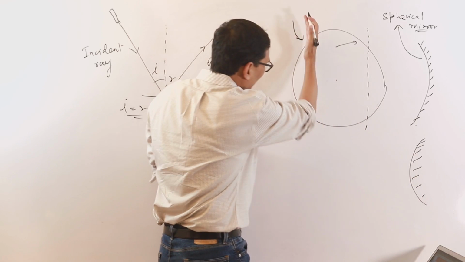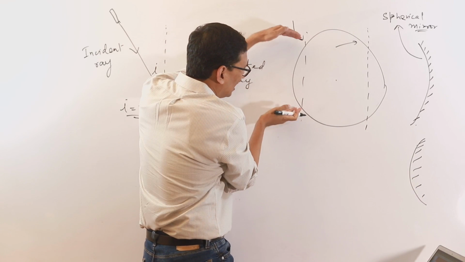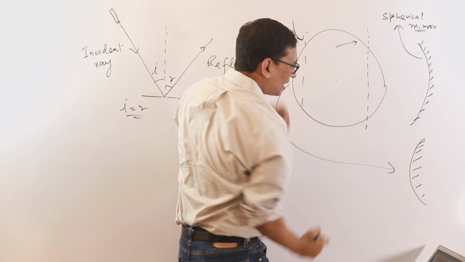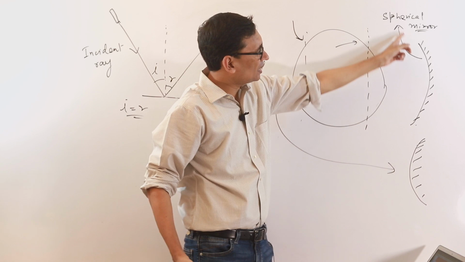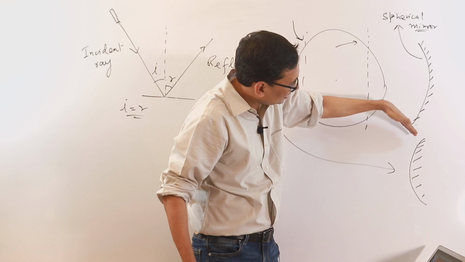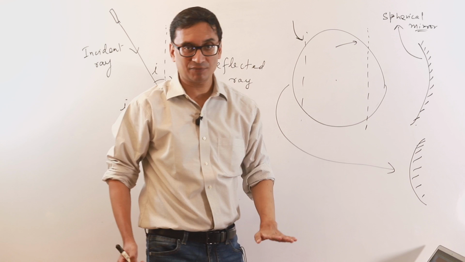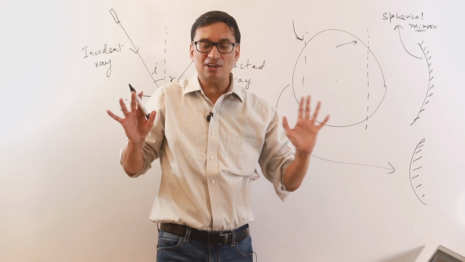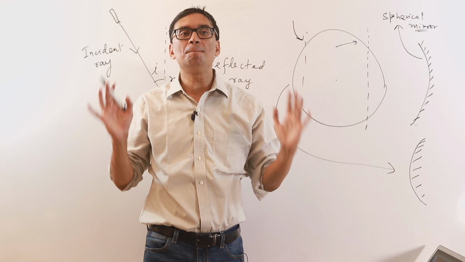So let's see if I slice it from here, right? And this is this part, right? So now this is spherical, this is also spherical, right? So this side is reflecting here, this side is reflecting. Okay, so this is a basic idea of a spherical mirror.